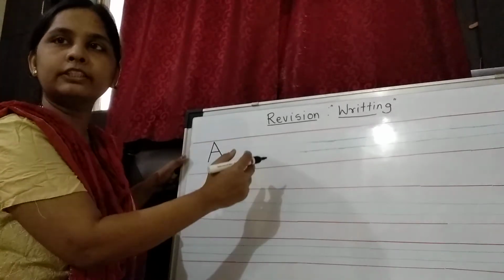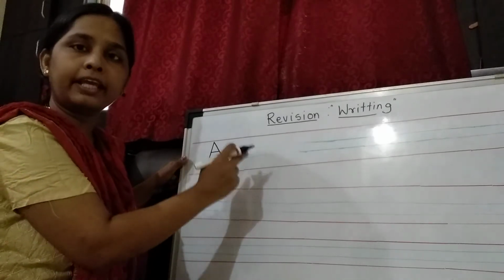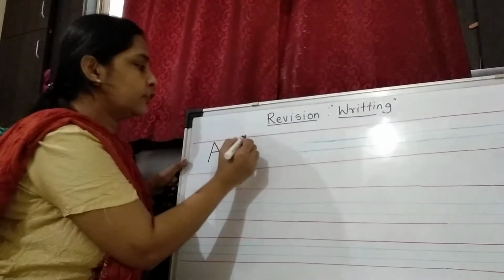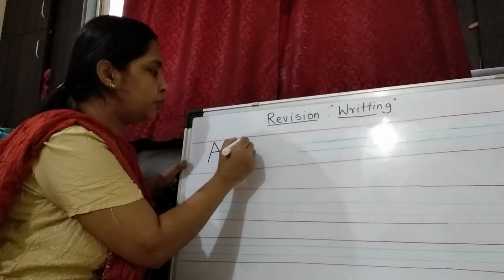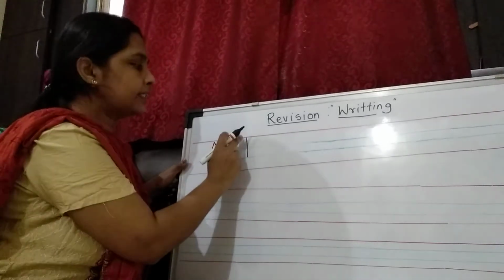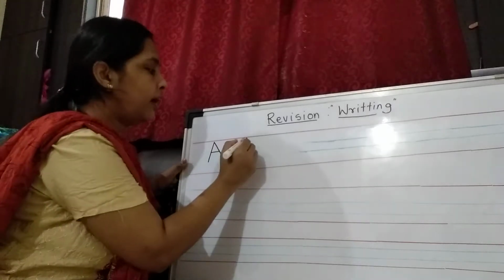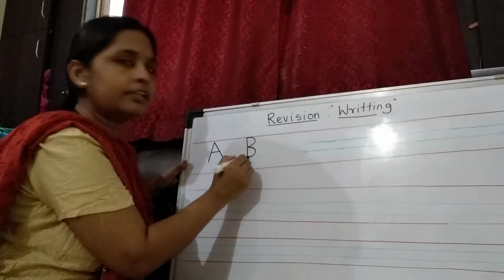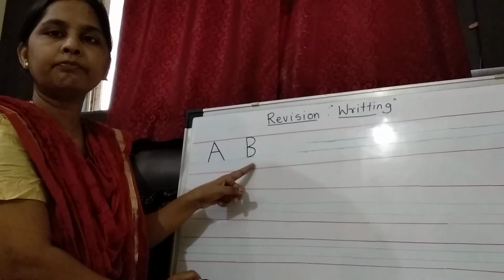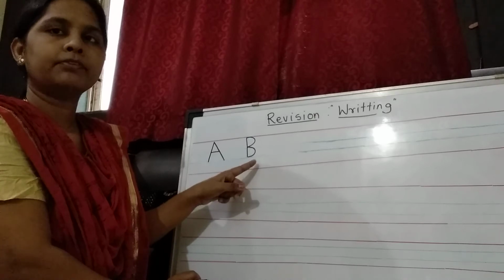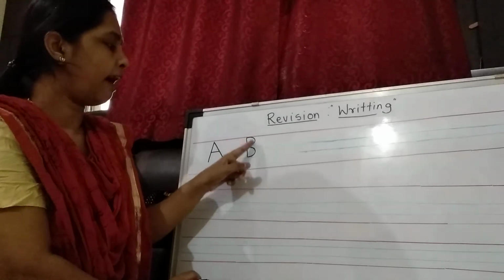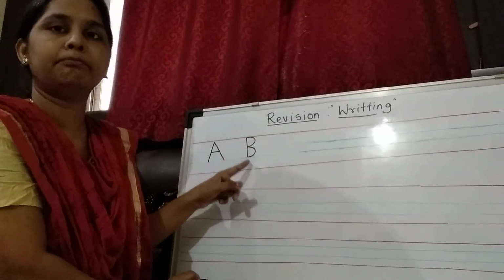Now we have to move to the next letter after A. What is after A? B. Yes. So make a standing line, red to blue. Make a standing line, red to blue. Half circle, half circle, half circle. Students, are you writing with me? Yes, teacher. Some are not writing. Please write with me. Give a standing line.